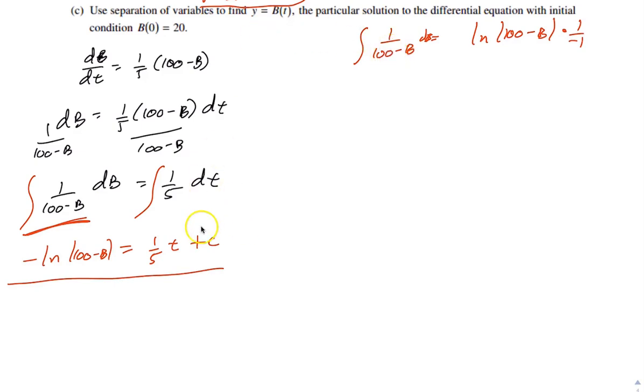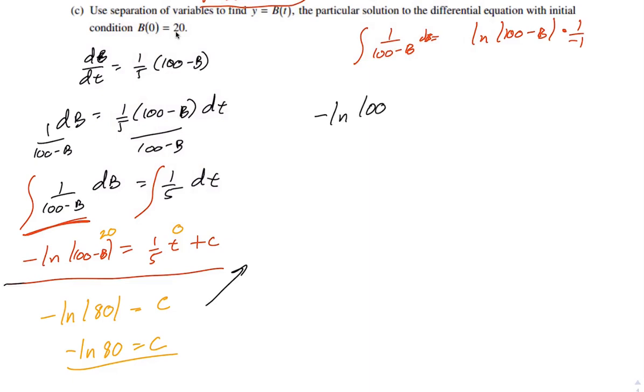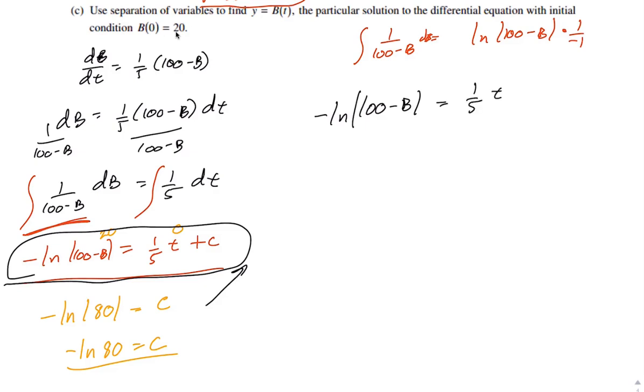Next, find our c. So for another point, let's plug this in there. When I plug in 0, it should equal 20. So I get negative natural log of 80 equals c. So negative natural log of 80 is our c. Now let's rewrite it for another point. So I get negative natural log of 100 minus b equals 1/5 t minus natural log of 80, plugging our c in.